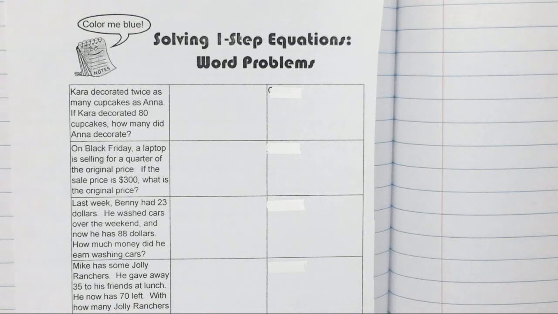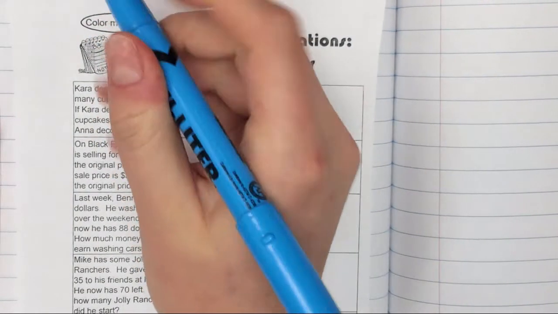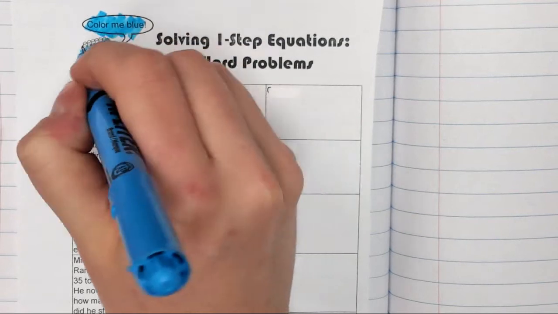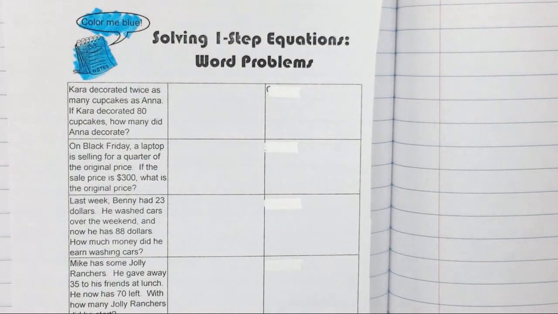In today's video, we're going to discuss how to set up and solve one-step equation word problems. This is part of Unit 4, so our color for Unit 4 is blue. And we're just going to jump right in with the first example.